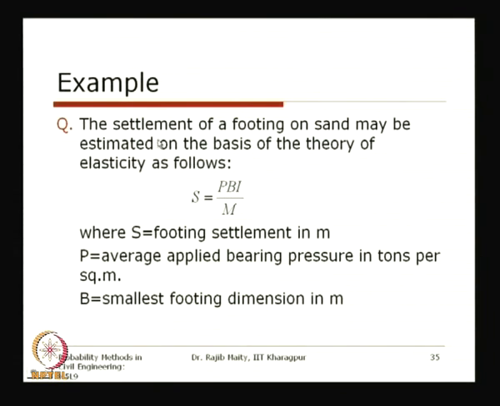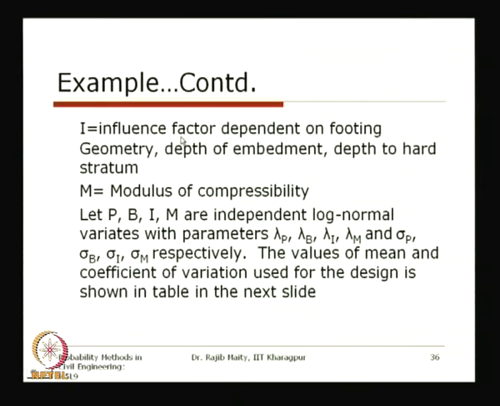One small example we will take: the settlement of a footing on sand may be estimated on the basis of the theory of elasticity as follows: S is equal to P B I by M, where S is the footing settlement in meter, P is the average applied bearing pressure in tons per square meter, and B is the smallest footing dimension in meter. I is the influence factor depending on the footing geometry and depth of embedment, that is how deep it is from the surface, the depth to the hard stratum. M is the modulus of compressibility.